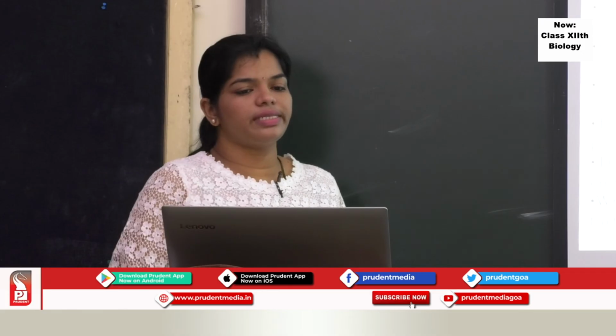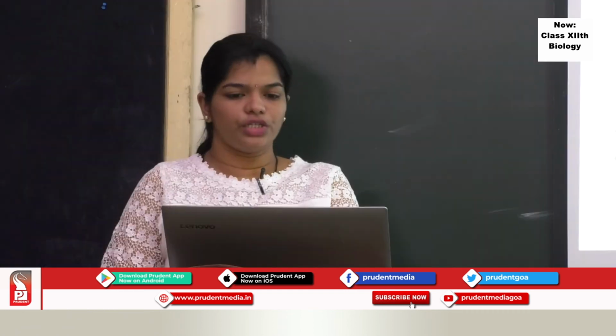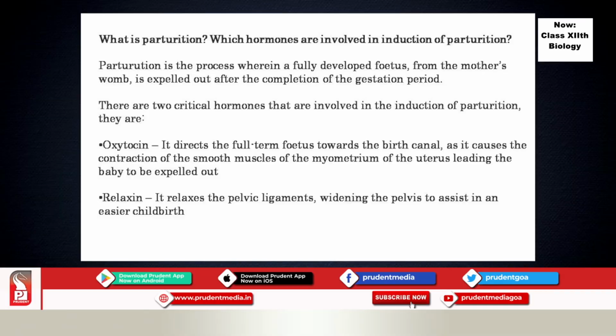The next very important concept is the menstrual cycle. Each phase is explained with the role of hormones. Very important, students. Please make a note of this. Parturition, what is parturition and which are the hormones related to this? The process of the developed fetus being expelled from the mother's womb is parturition. Two hormones are involved: oxytocin, which is involved in the uterine contraction, and relaxin, to relax the pelvic ligaments once the parturition has taken place. Okay.